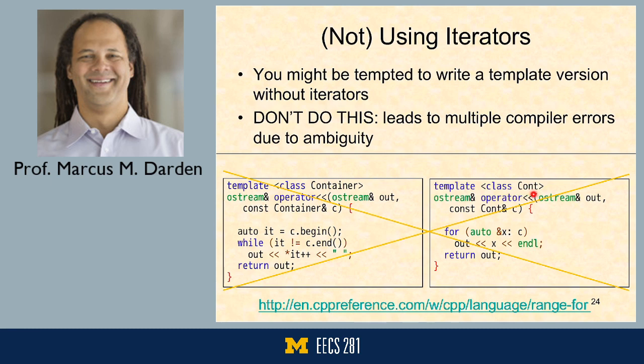Same thing here, just another version of it trying to template on the container and not on the data. And we're using an auto as well as a range-based for loop. Neither one of those is going to compile because it ends up being ambiguous to the compiler, since you're trying to template over the container.